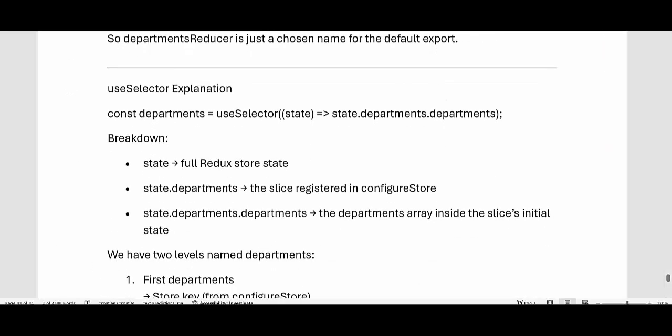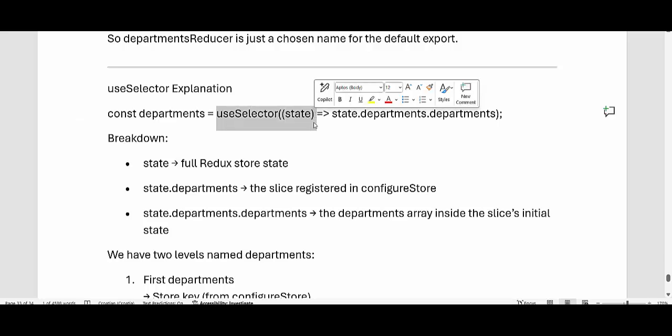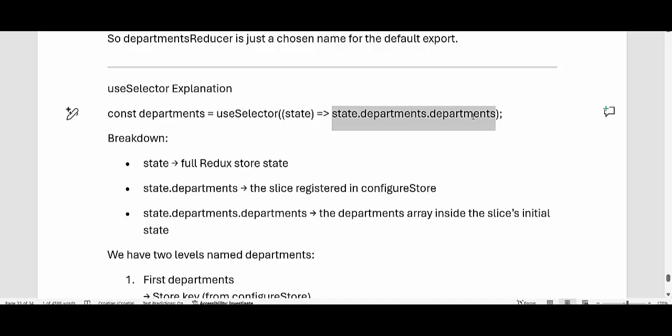Use selector explanation. Constant declaration of departments, local in app.js, local state. We assign a function, a hook function, useSelector. All functions beginning with use are hook functions. For the parameter there is an arrow function, state, state departments.